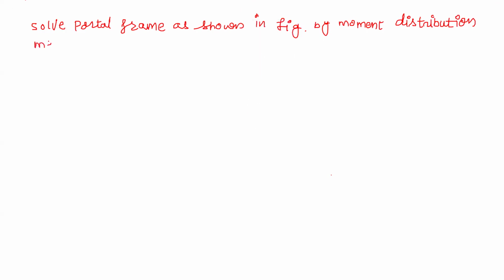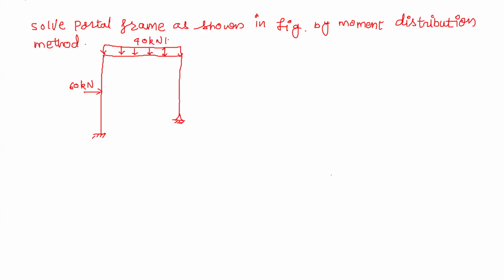Now we have all three types of load you can see over here. So we have one end fixed and other end we have simply supported. Load on this we have 60 kilonewton. UDL we have 40 kilonewton per meter.